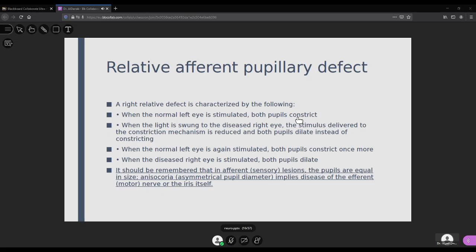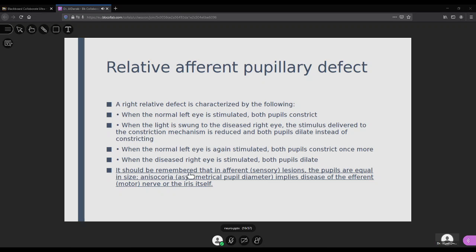It's the normal size, because it was constricted before. It should constrict again when you swing the light to the right, but the right is diseased, so the pupils return to normal, which is dilated. Even the left eye will be the same. So when the normal left eye is again stimulated, both pupils constrict once more. When the diseased right eye is stimulated, both pupils dilate or go back to their normal size. I will show you a photo, it will be clear.